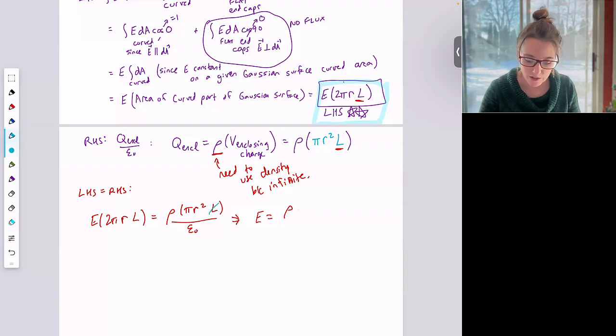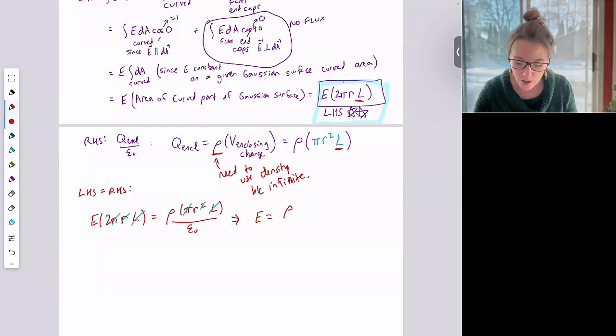So let me just go ahead and do some of the math to show my pi's and my L's cancel, and then one of my r squareds cancel. So I end up with rho times r over 2 epsilon naught. So this goes linearly as r inside.